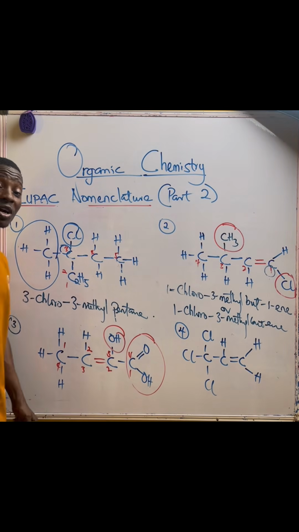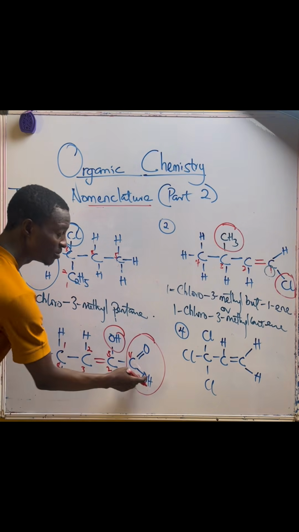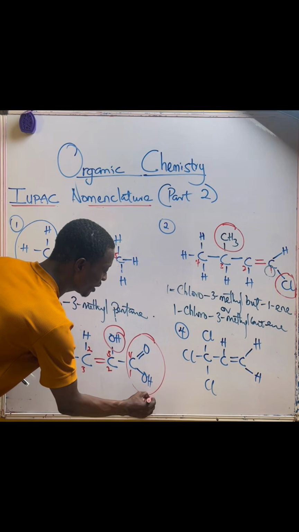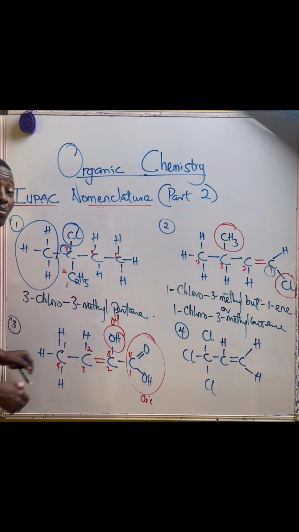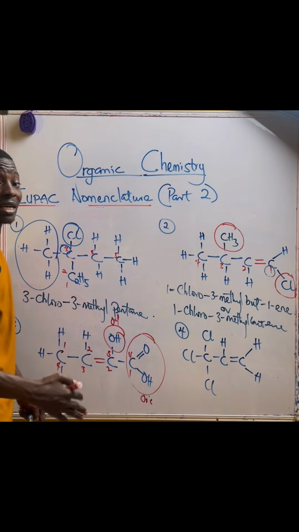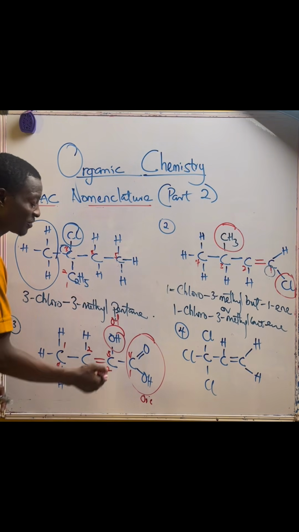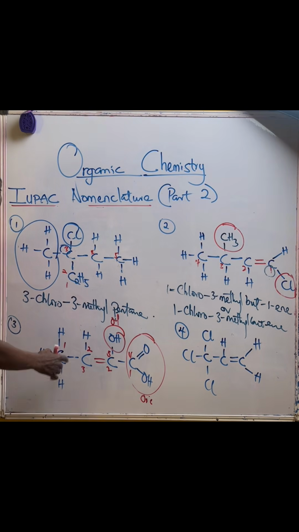Now, in the priority of functional groups, we have the oic acid, the oic, to be the most prioritized. And we have the ol to be the next prioritized. Then we have the in as the third one. So we have three functional groups: 1, 2, and 3. Alkane is not a functional group.